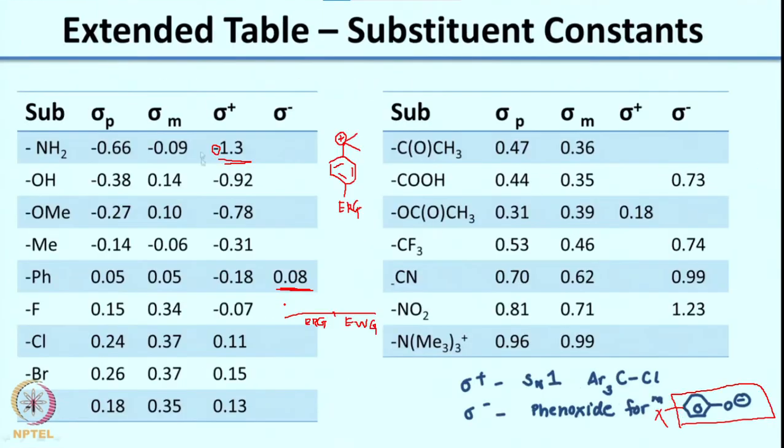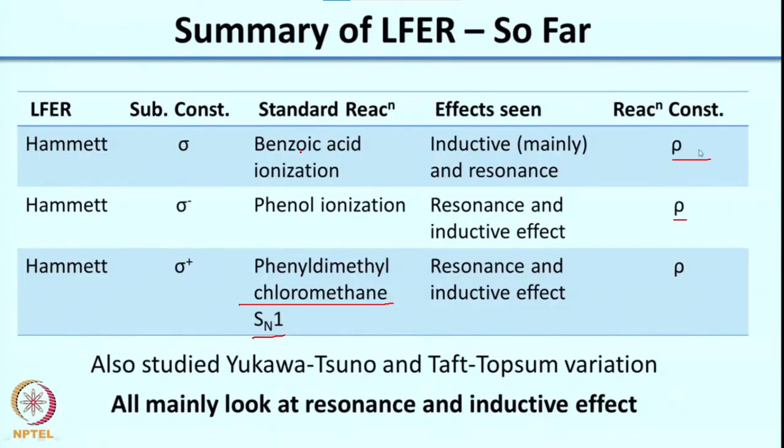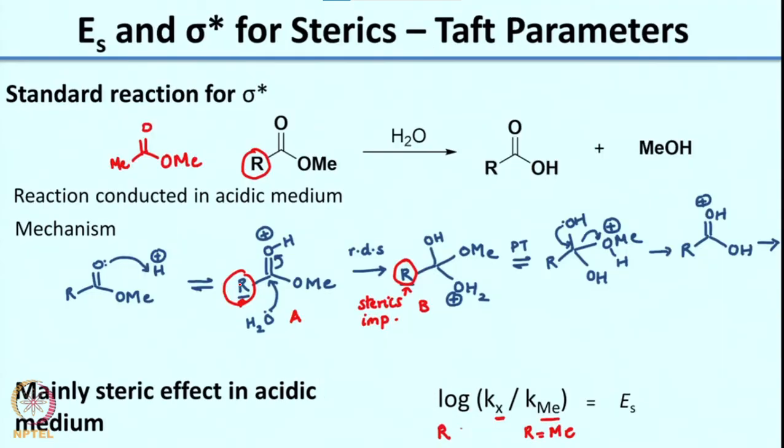Here we have discussed that sigma plus favors the SN1 mechanism and carbocation formation, right? Both resonance and inductive effects are there, and the reaction constant is rho again. This type of Hammett principle, this type of effect, is also studied by the Yukawa, Tsuno, and Taft variation, and they have mainly looked at the resonance and inductive effects. Ma'am has already discussed all the principles. So now we will discuss the Taft parameters.